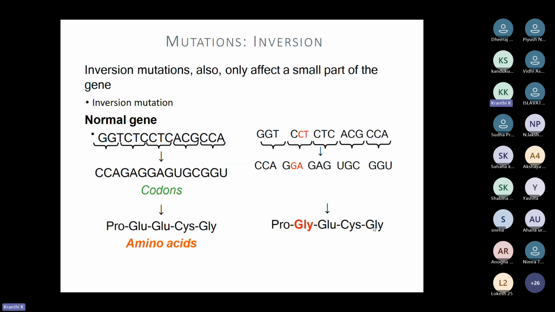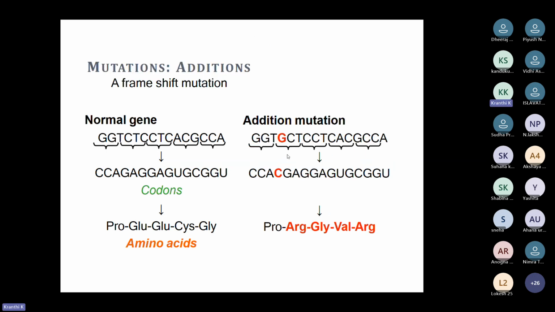Only one amino acid, the remaining will be the same. But here the shifting is happening. What do you mean by shifting? When you see GGT, then CTC. But here after GGT, a G got added. You know about the triplet codons, right? Three bases code one amino acid. So GGT will code proline. Then here GGT and later a G got added. So what is the second codon here? CTC. But when the G came here, it will become GCT.